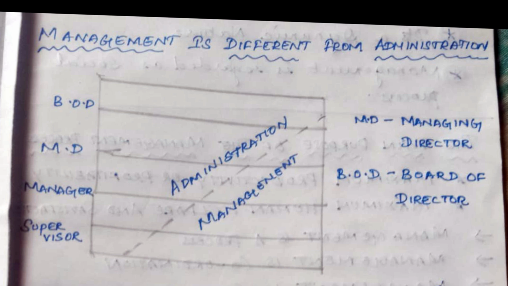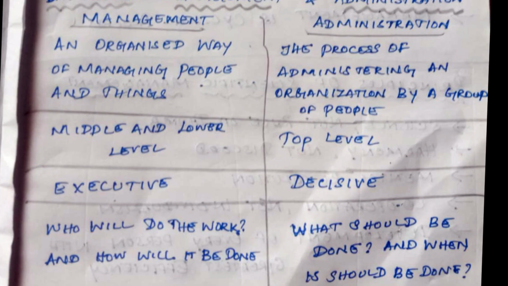Administration is the framing of the policies, whereas management is to plan and act. That means they have to plan and take actions, that is, they have to finish the work which has been given by the administrator. So, now we see the difference between administration and management.